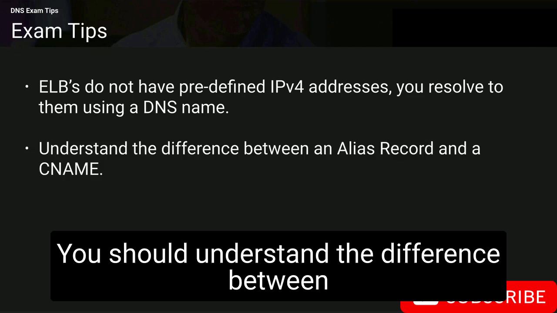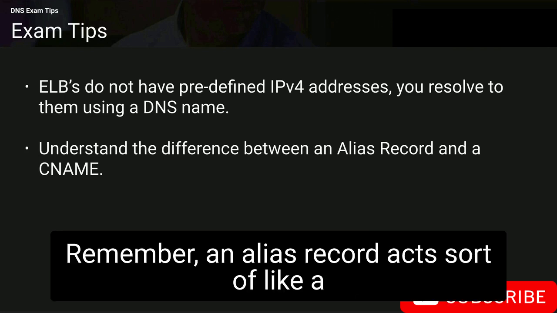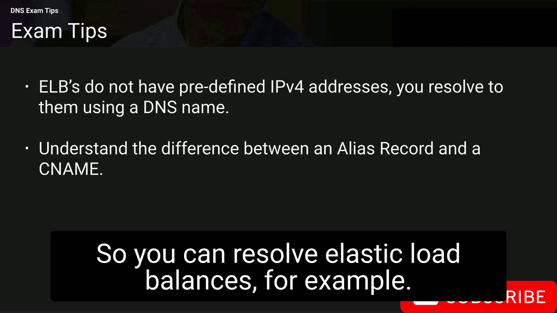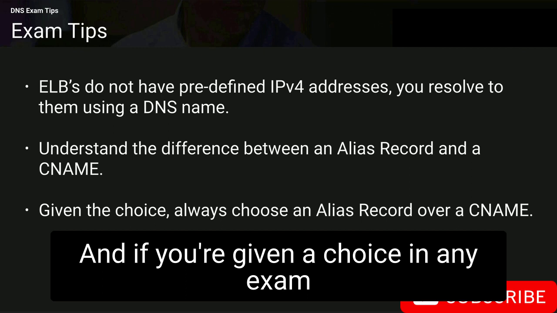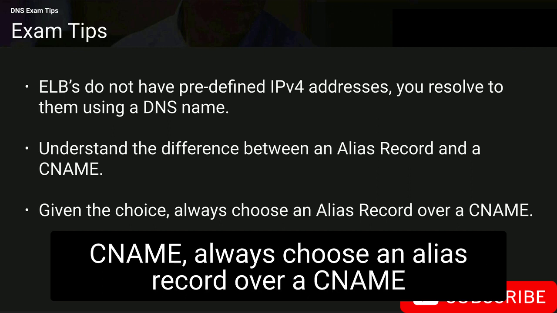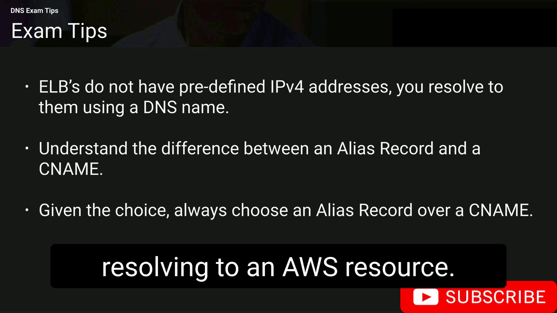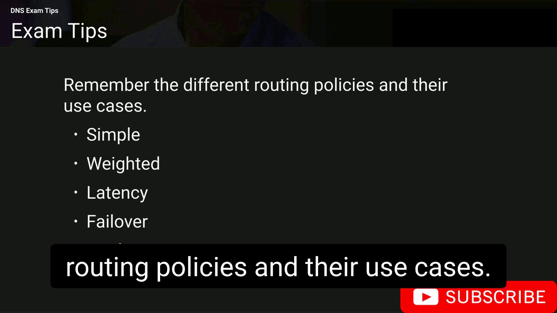You should understand the difference between an alias record and a CNAME. Remember, an alias record acts sort of like a CNAME, except you can resolve individual AWS resources. So you can resolve elastic load balancers, for example. You can resolve CloudFront distributions, for example. And if you're given the choice in any exam question to choose between an alias record and a CNAME, always choose an alias record over a CNAME, because in most scenarios you're always going to be resolving to an AWS resource.